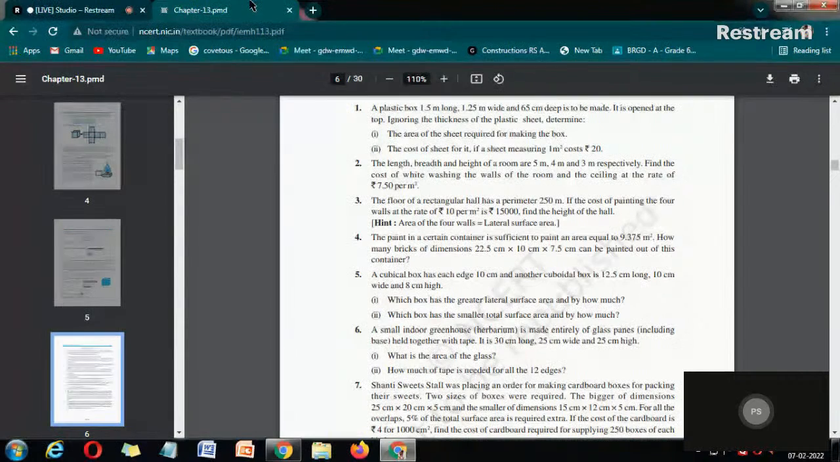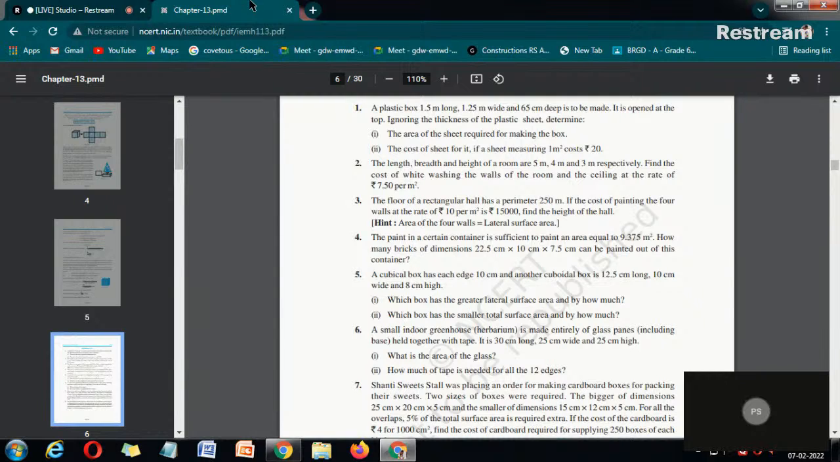For this we are adding 5% extra. Cost is given for the cardboard. How much cardboard we require for 250 boxes? Again, we have to do that one also. First, let's find the total surface area of the big box.